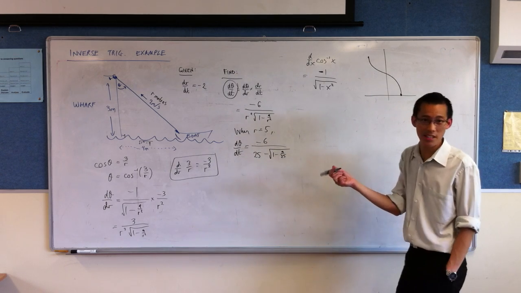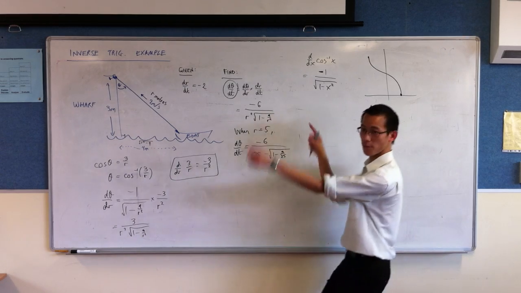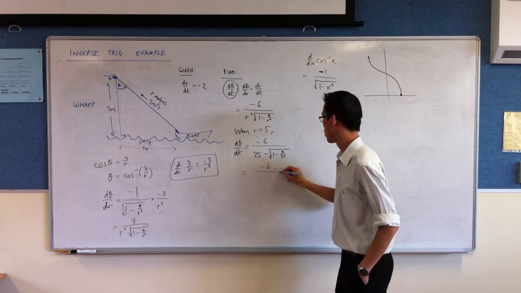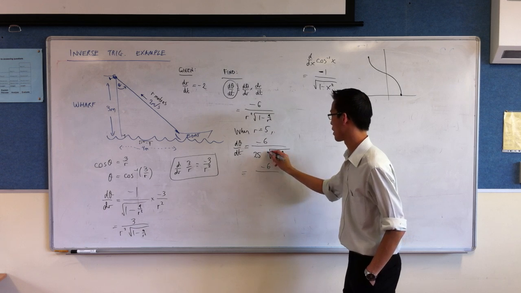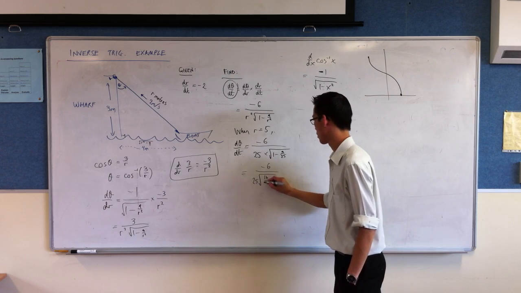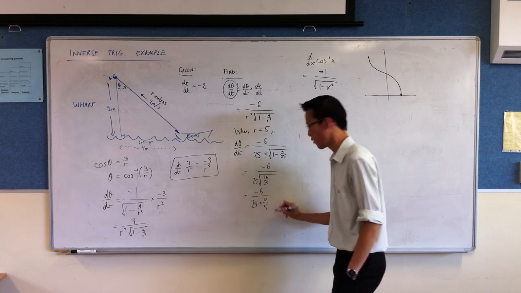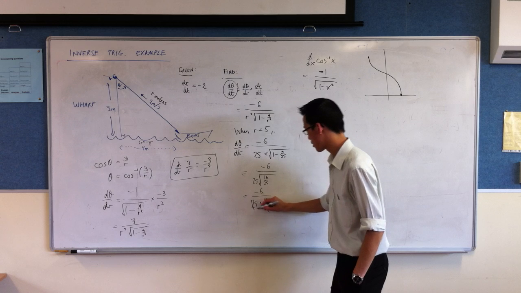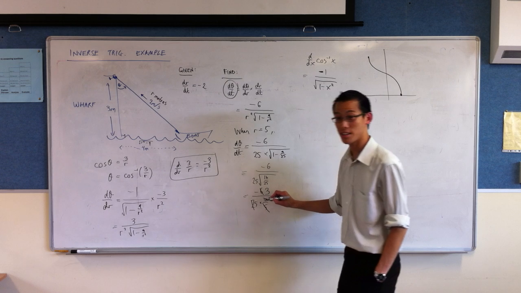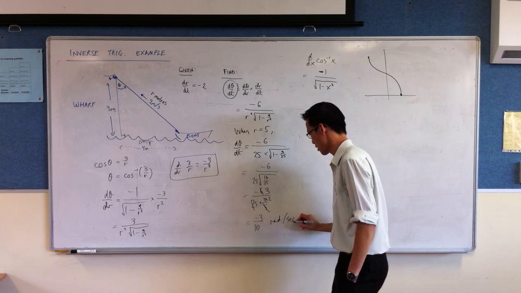Now, by the way, can you see, this is why some people would like to use inverse trig, actually, because I don't have to go back and forth between what's r and what's theta, I just plug my numbers straight in. So minus 6 on 25 times the square root of 16 over 25, which is minus 6 times 4 over 5, this 5 and that 2, this 4 becomes 2 and this 6 becomes 3. Is it looking familiar? It's minus 3 over 10 radians per second.